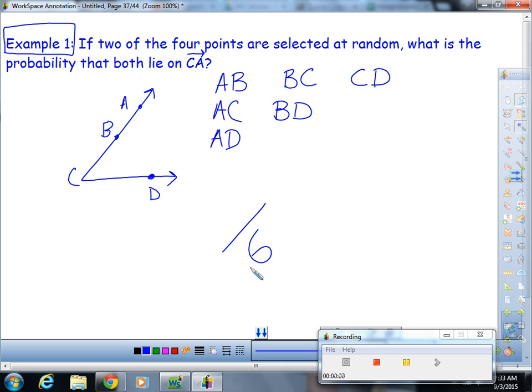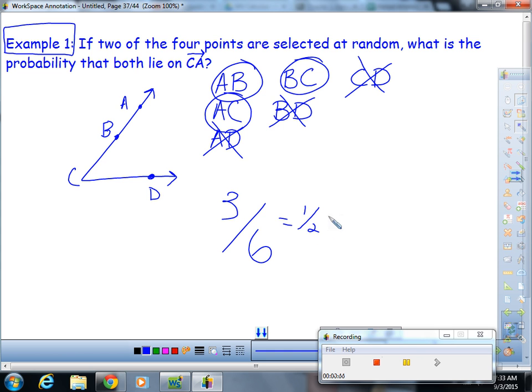What is the probability that both lie on CA? So do both these lie on CA? Yes. These 2? Yes. These 2? No. Yes. No. No. 3/6 equals 1/2 or 50%. All of those are good answers. Reduce your fractions, but you can write probability as a fraction or a percentage, or a decimal if you really wish.